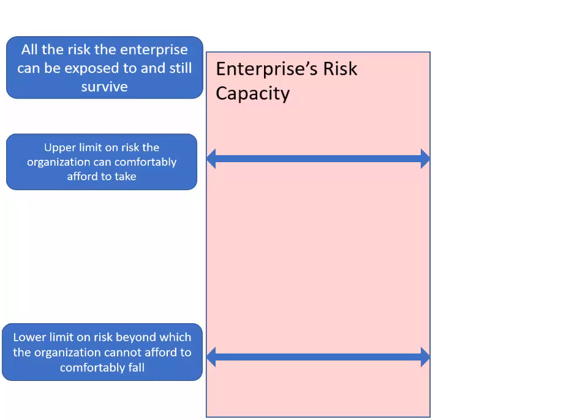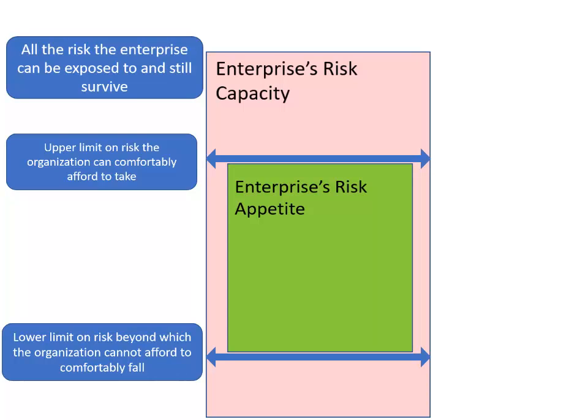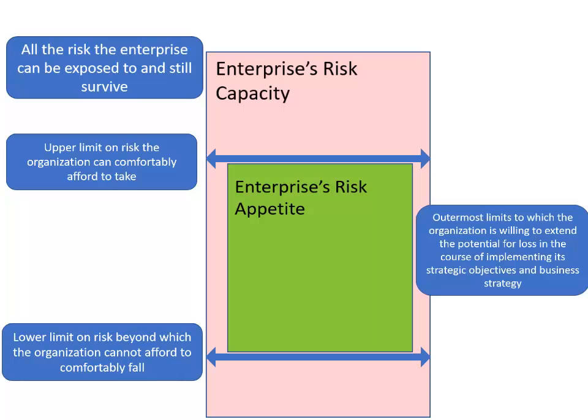These two limits identify the enterprise's risk appetite as the outermost limits to which the organization is willing to extend the potential for loss in the course of implementing its strategic objectives and business strategy. In the figure, we see this risk appetite designs a desirable target for the enterprise's risk. Notice the enterprise could survive on more or less risk. The appetite is determined by the highest levels of management.